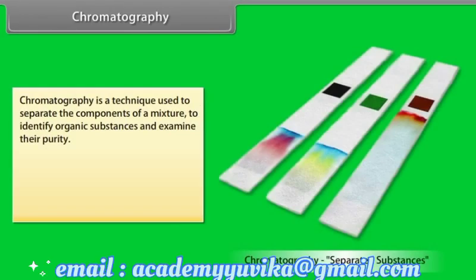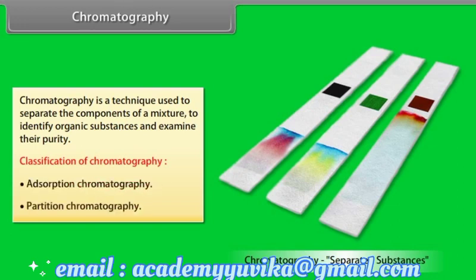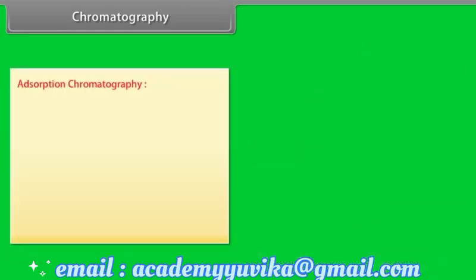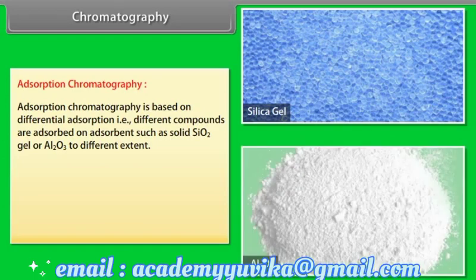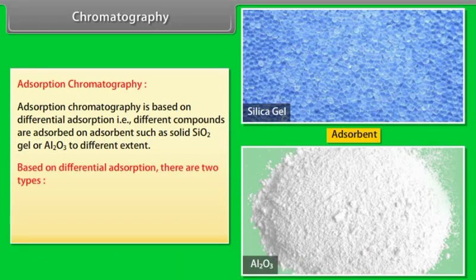Chromatography. Chromatography is a technique used to separate the components of a mixture to identify organic substances and examine their purity. Classification of chromatography: adsorption chromatography and partition chromatography. Adsorption chromatography is based on differential adsorption, that is, different compounds are adsorbed on an adsorbent such as solid SiO2 gel or Al2O3 to different extents. Based on differential adsorption, there are two types: column chromatography and thin layer chromatography.